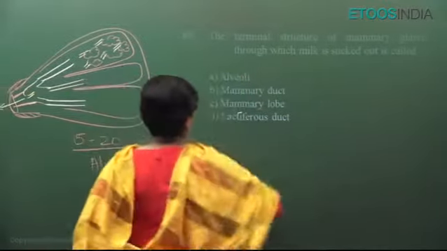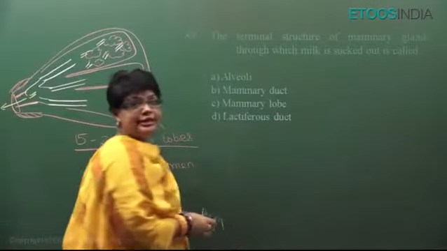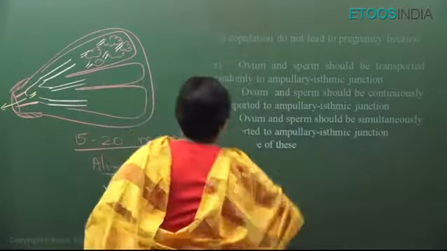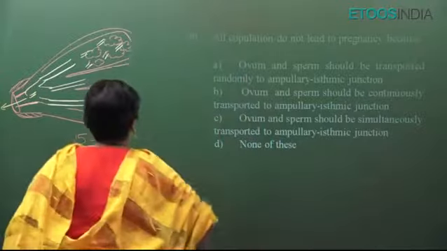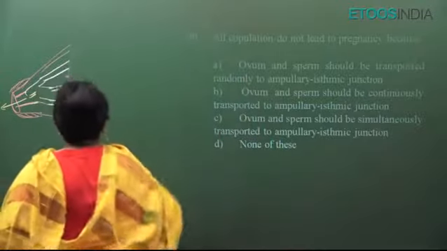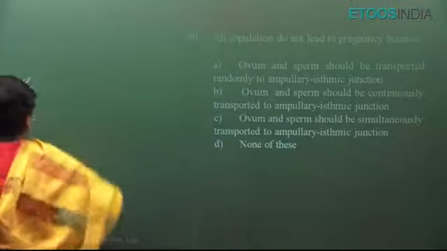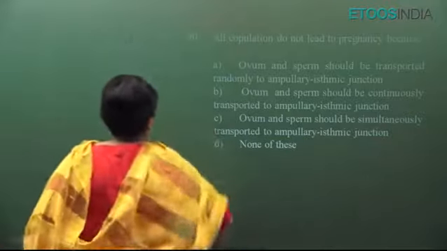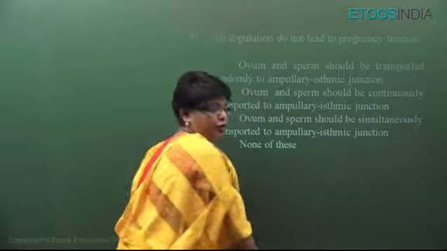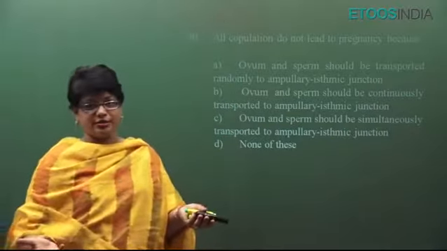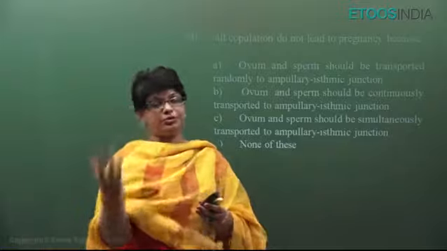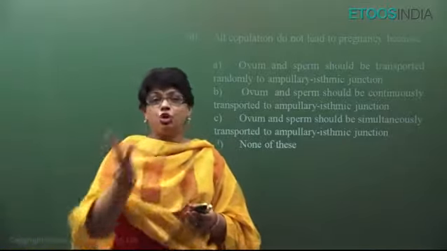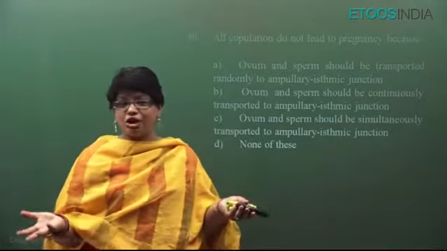Clear? So answer is option D for Delhi. Now, all copulations, that means intercourse, do not lead to pregnancy because, students, pregnancy means there should be fertilization between egg and sperm. Sperms can reach fallopian tubes whenever there is a coitus because there is insemination and sperms will reach. But if at that time ovulation has not occurred, there is no egg, then fertilization and pregnancy is not possible.